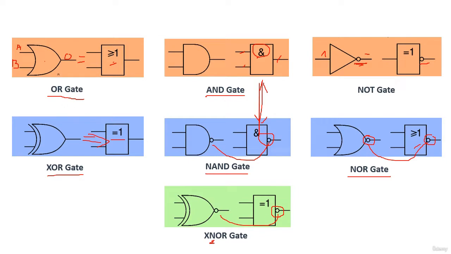So we have the OR gate, NOR gate, AND gate, NAND gate, NOT gate, XOR gate and XNOR gate. You can use this symbol or this one, as you want, but usually we use these symbols.